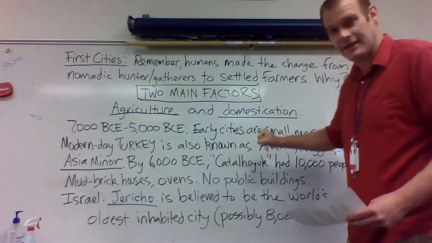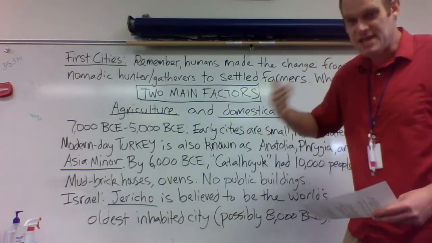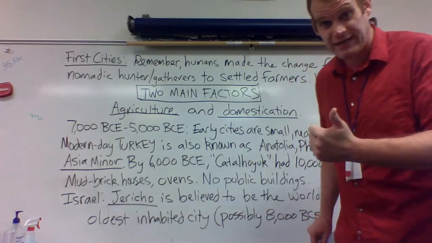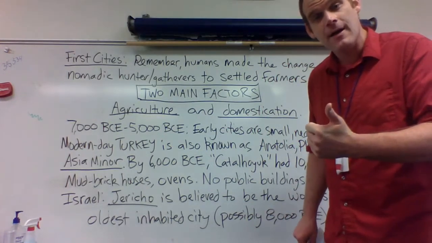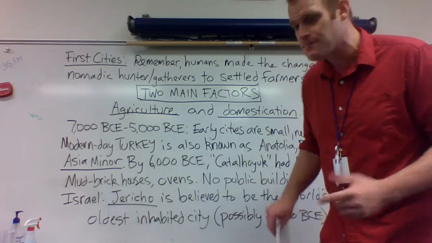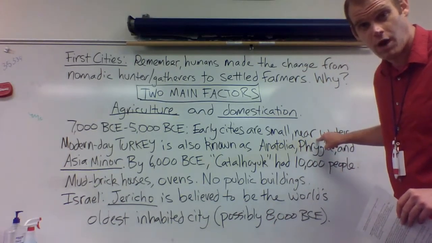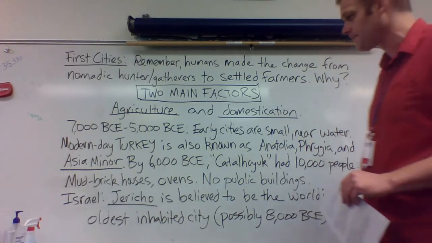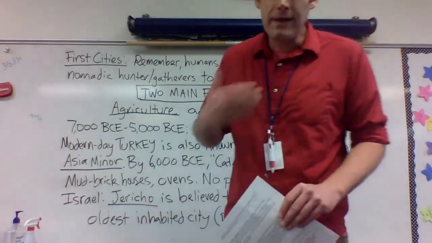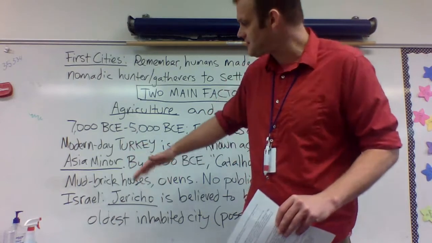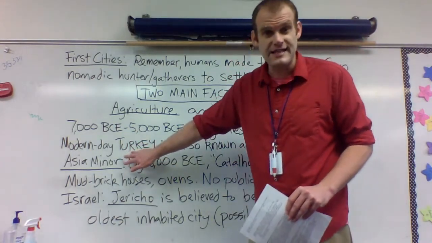If we're going to settle in a place, if we're going to stay put year after year after year, we need water to not only drink and hydrate ourselves and survive, but also to water our crops. Then it will be very important that these early cities are near a source of water, either a river or a lake. All right?